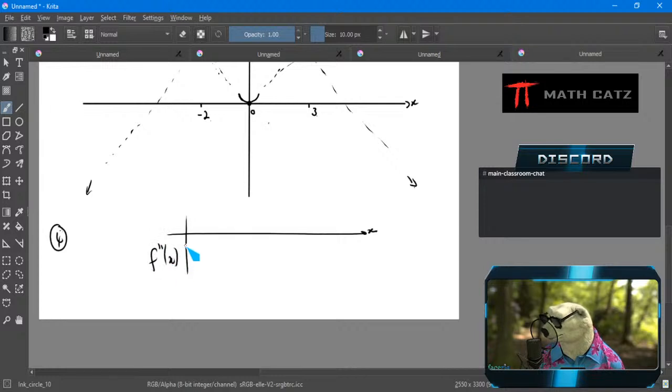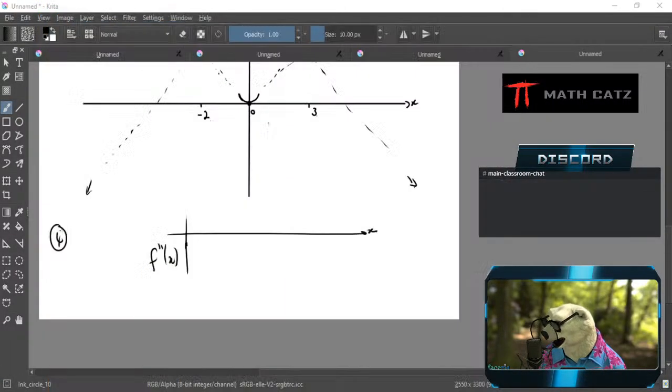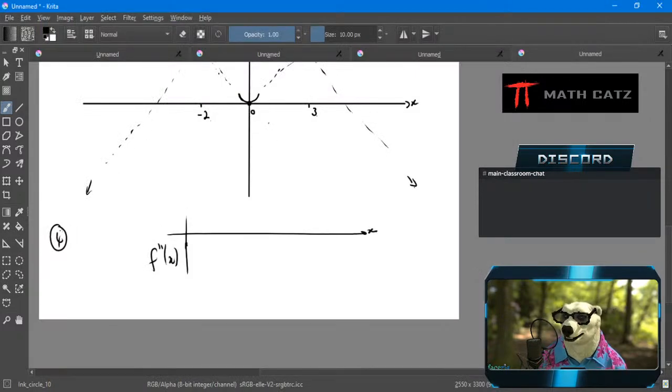Second derivative tells me, oh, I can't even see my question. Tells me, break it up at 0 and 5. All right, I will do that. 0, 5. And it goes minus, minus, plus. All right. I need to know what happens at these x values. The question says it's undefined and 0.